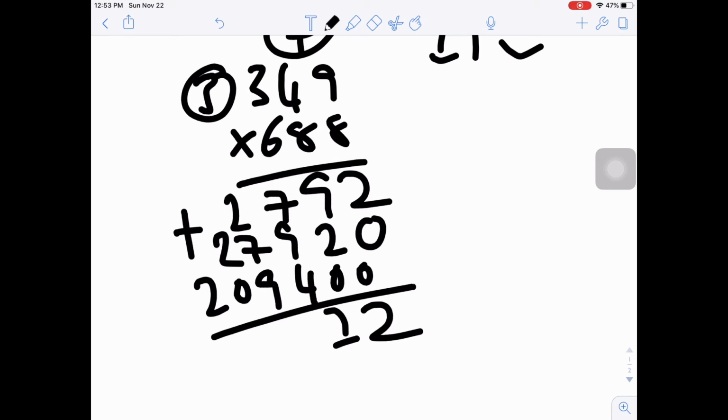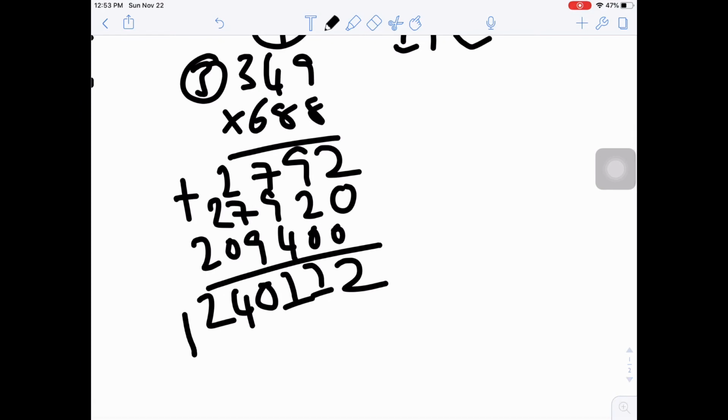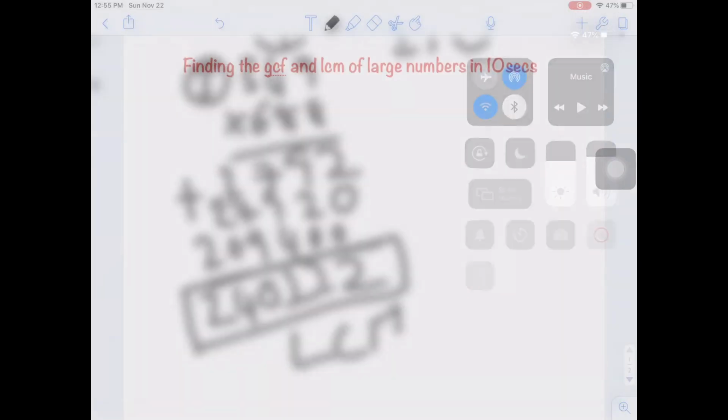And then the answer, the LCM for the larger numbers, is 240,112. Isn't that a large number? It takes forever to count and find the multiples that way, so we're just getting to the shortcut. Anyways, let's get to the next problem.